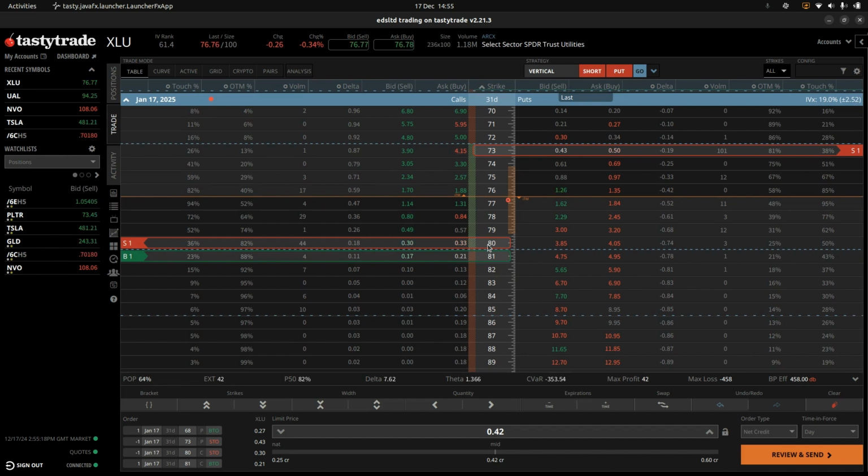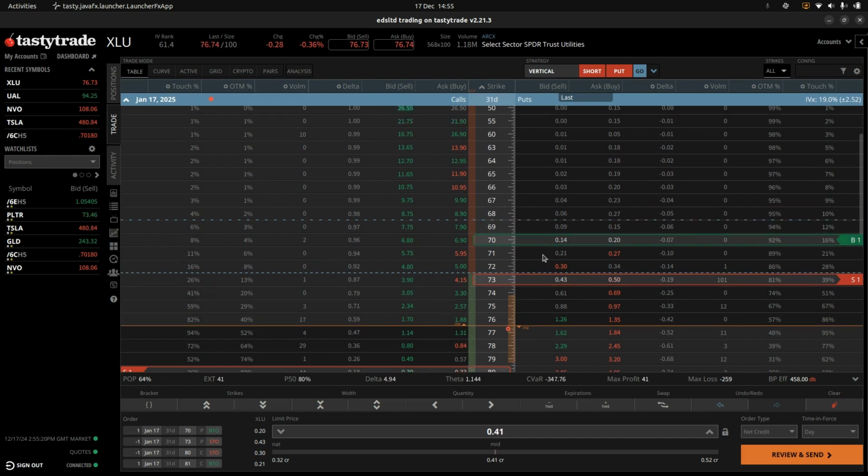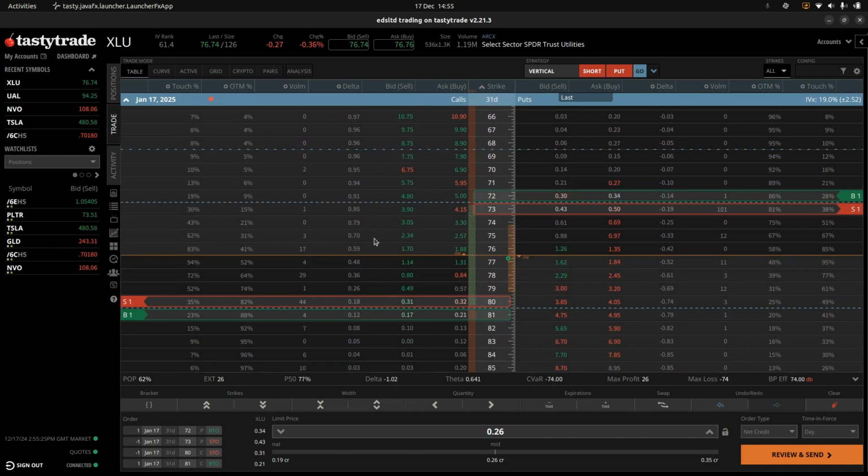We're going to go $1 wide. Generally, I wouldn't recommend going $1 wide. However, in this instance, because of the way that the deltas are, a difference of 6 deltas on either side isn't too bad. It's kind of in line with what we want to do.